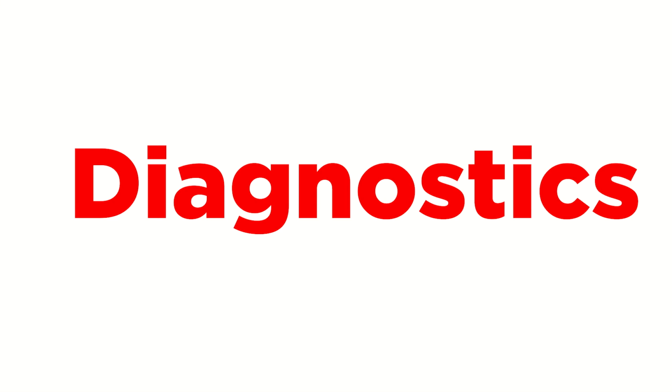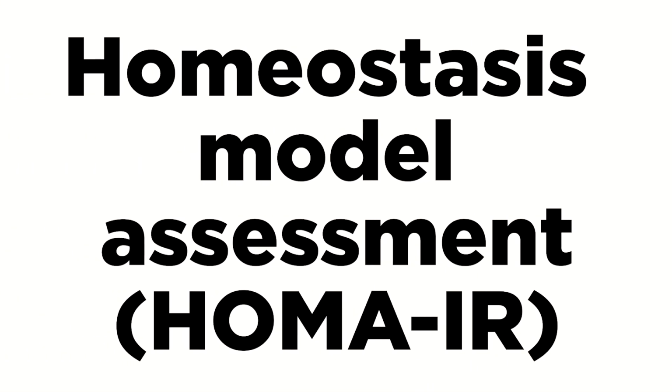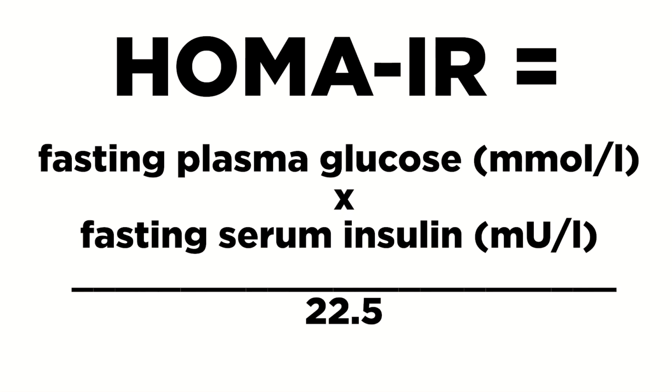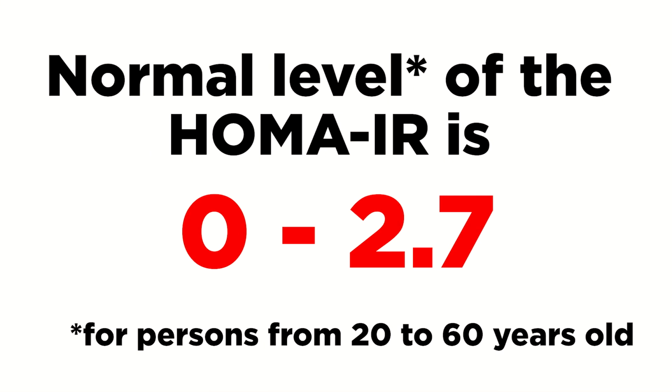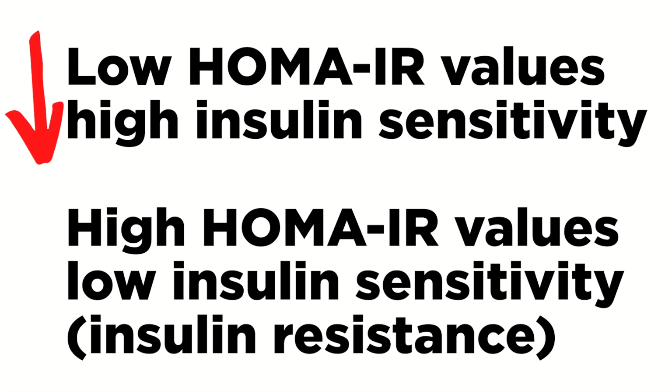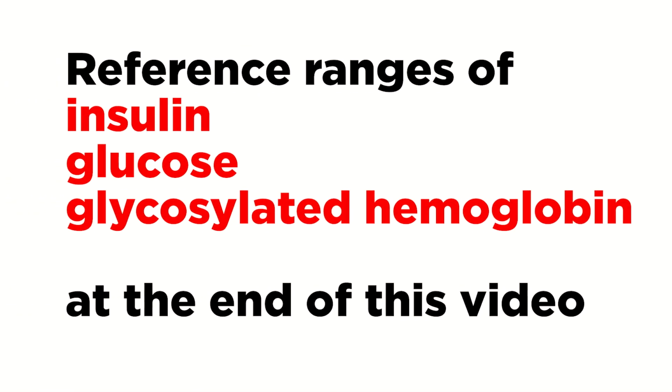Diagnostics. There are several ways to measure insulin resistance. One of the most convenient and frequently used is the homeostasis model assessment. An insulin resistance score, HOMA-IR, is usually computed with the formula: fasting plasma glucose times fasting serum insulin divided by 22.5. The normal level of the HOMA-IR for persons from 20 to 60 years old is from 0 to 2.7. Low HOMA-IR values indicate high insulin sensitivity, whereas high HOMA-IR values indicate low insulin sensitivity, insulin resistance. Reference ranges of insulin, glucose, and glycosylated hemoglobin are at the end of this video.